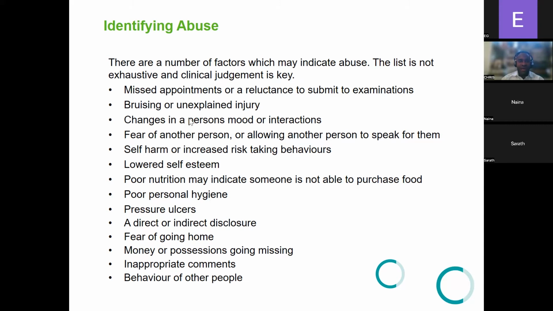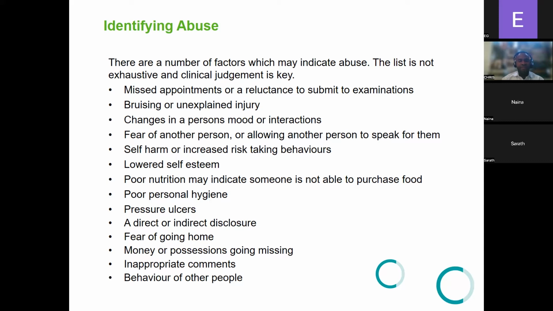Okay, so Nina, would you please like to take us through them one by one? Okay, I have to read this page? Yes, please. So how do you know that an elderly person, an adult, is going through abuse? There are signs that tell that a person is going through abuse. Okay, so here it goes. There are a number of factors which may indicate abuse. The list is not exhaustive and clinical judgment is the key.